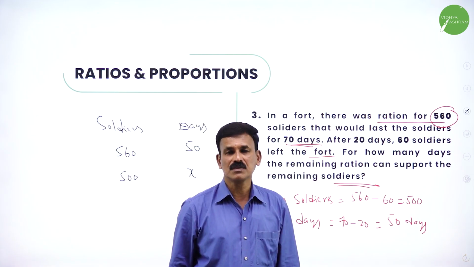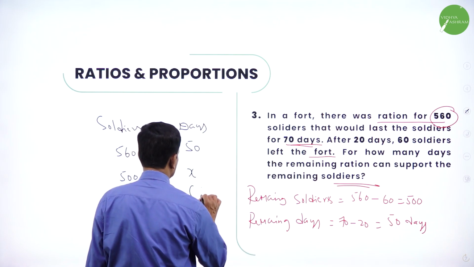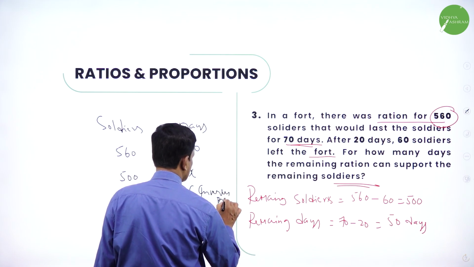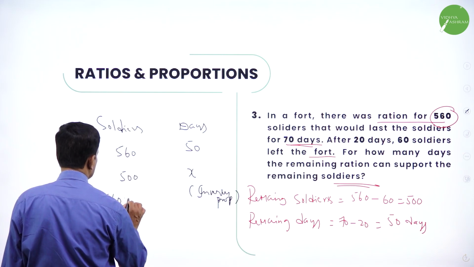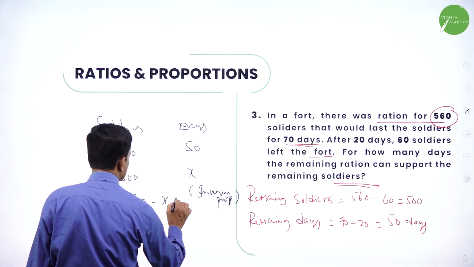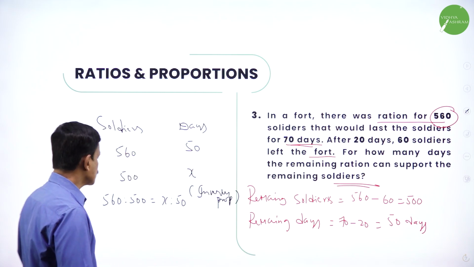Okay. So this is an inversely proportional ratio. So therefore this can be written as 560 is to 500 is equal to x is to 50. That's it. Now simplify this. Now what is x equal to?